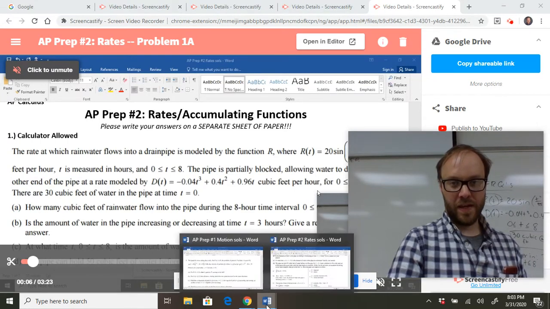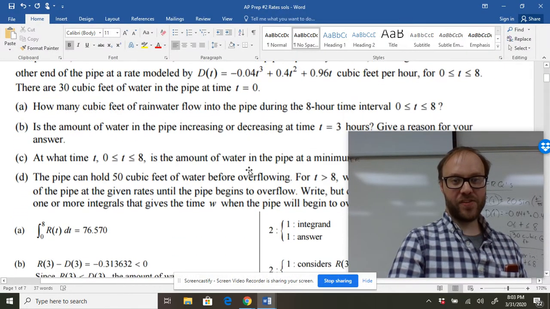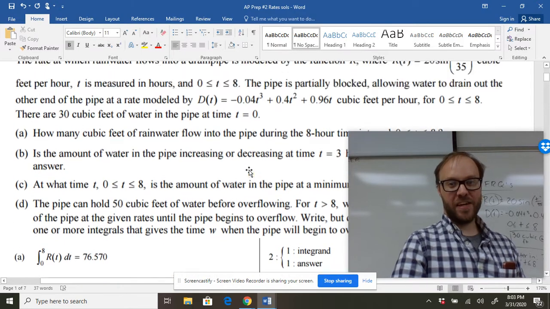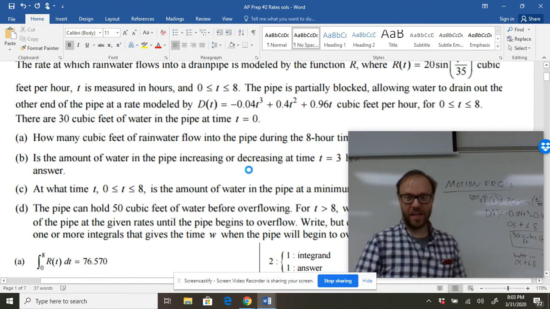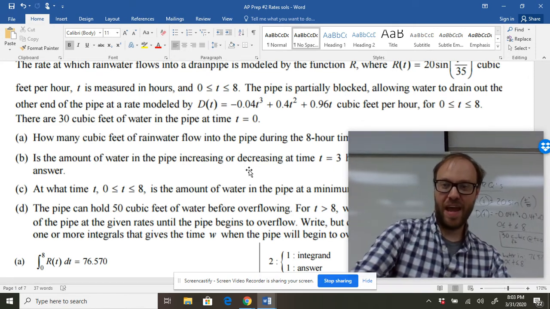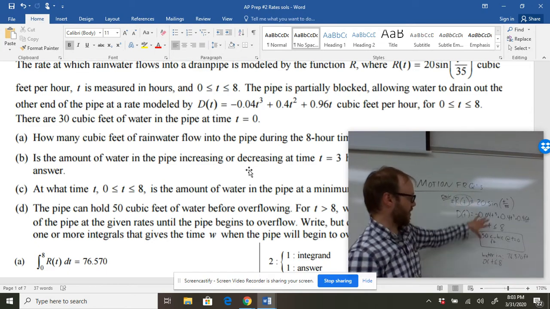All right, it is time to take a look at part B of this question. Part B asks if the amount of water in the pipe is increasing or decreasing at t equals 3 hours. Okay, and one of the things you have to keep in mind here is you have rates. We can see the overall functions here.